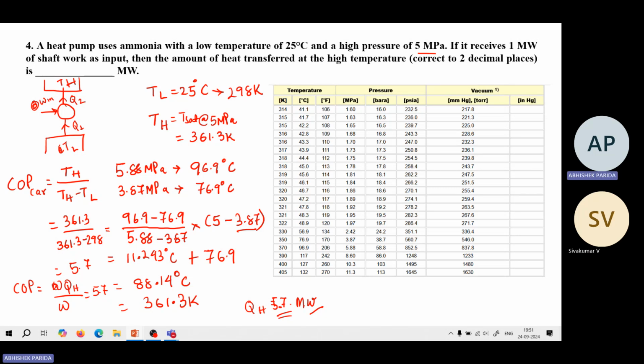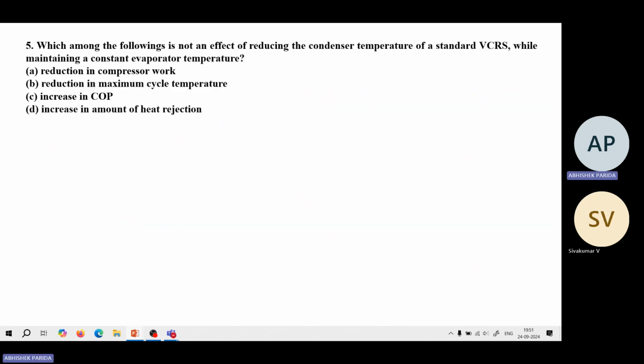Now going to the next question. Which among the following is not an effect of reducing the condensate temperature of a standard VCRS while maintaining a constant evaporator temperature? Yeah. So this was discussed in the lectures, but we haven't discussed this in our summary discussion. But try to find out the answer of this question. But we'll surely discuss it now.